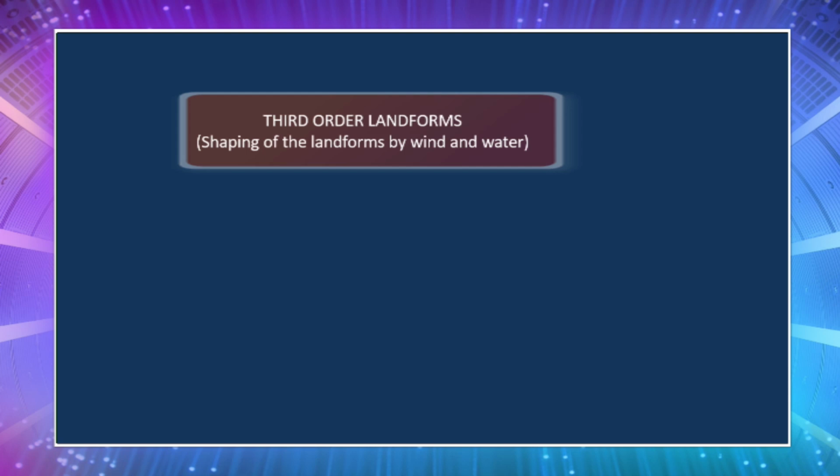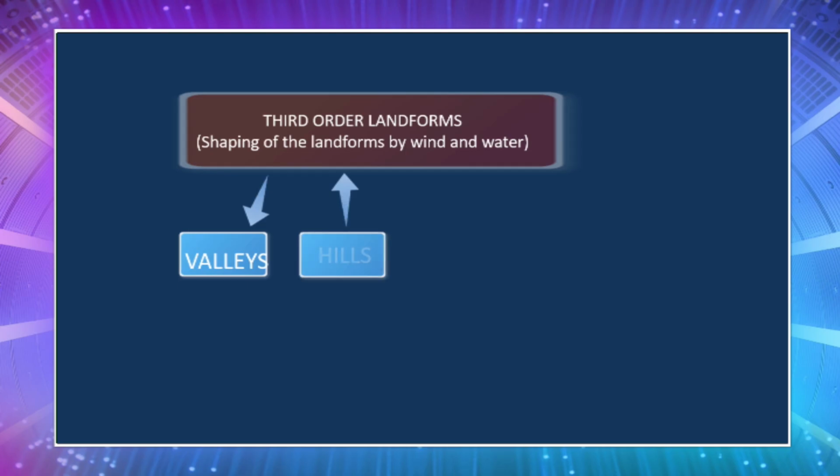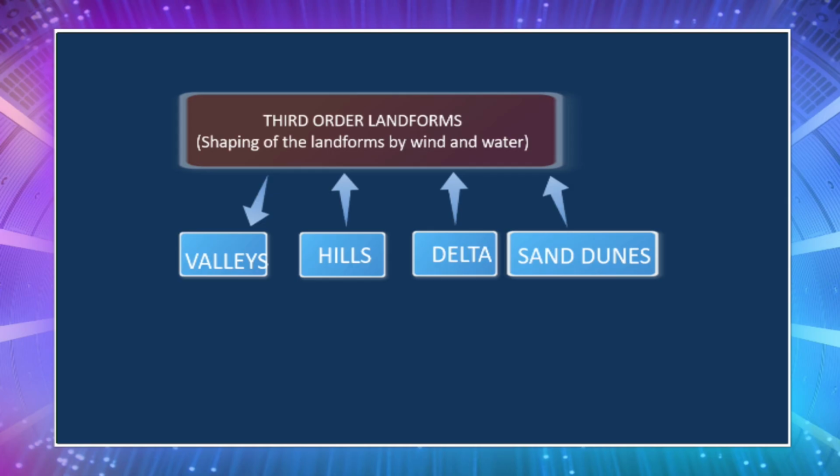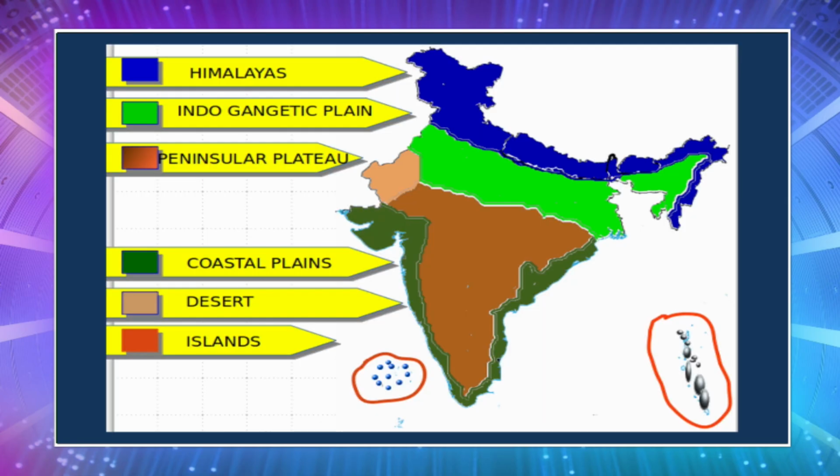Third order landforms. These landforms are formed by the action of wind and water. Valleys, hills, deltas, sand dunes form third order landforms. Children, observe different types of landforms in the outline India map. The purple color indicates the Himalayas, that is the mountains, and the green color indicates the Indo-Gangetic plain. The brown color indicates the peninsular plateau.